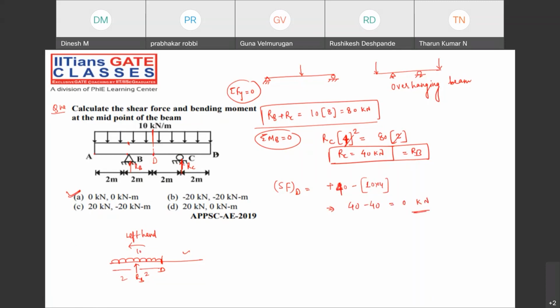Or sometimes, see, this question they have framed in such a way that they have not mentioned respectively. So it can be anything. The first, whatever they mentioned, that can be shear force, that can be bending moment. We don't know. So it's better you calculate bending moment also.